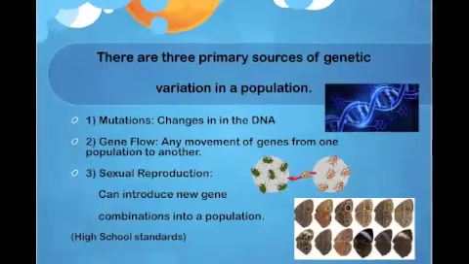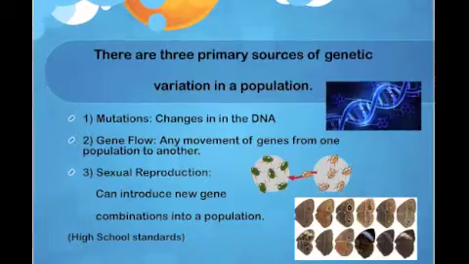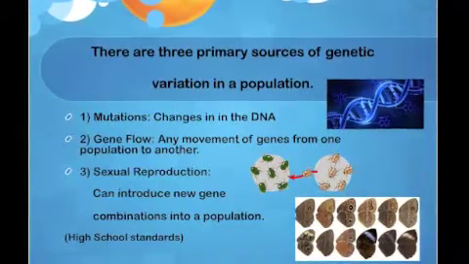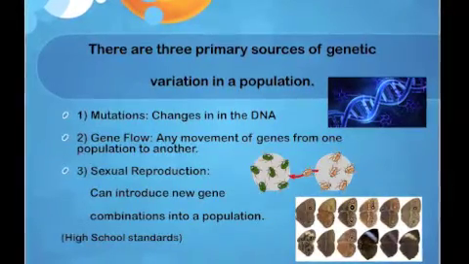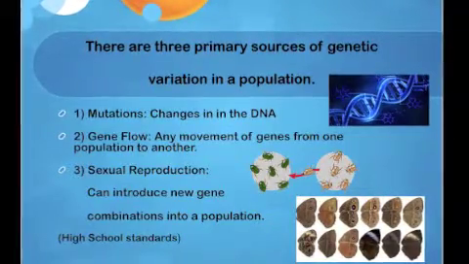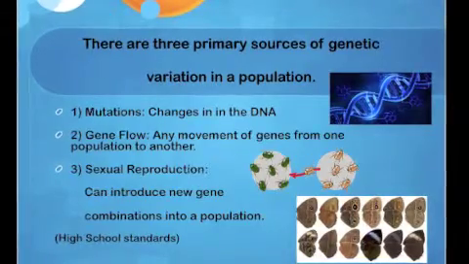There are three primary sources of genetic variation in a population. Number one, mutations, that is, changes in the DNA. Number two, gene flow, any movement of genes from one population to another. Three, sexual reproduction, can introduce new gene combinations into a population.